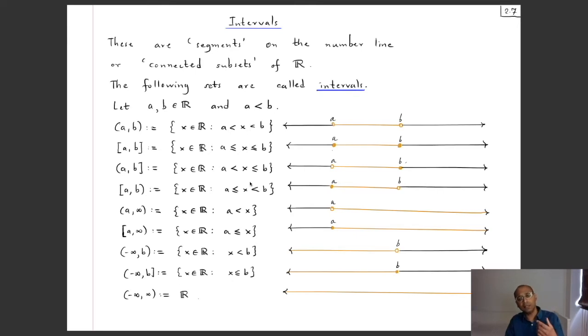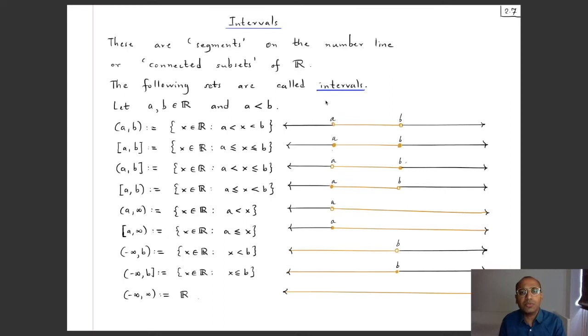And these kinds of sets keep appearing again and again. So rather than each time specifying what the set is, we simply develop some succinct notation with which we immediately know what interval we are talking about. So this is just some terminology and some new notation that we are going to learn for these intervals, which are these connected subsets or segments on the number line.